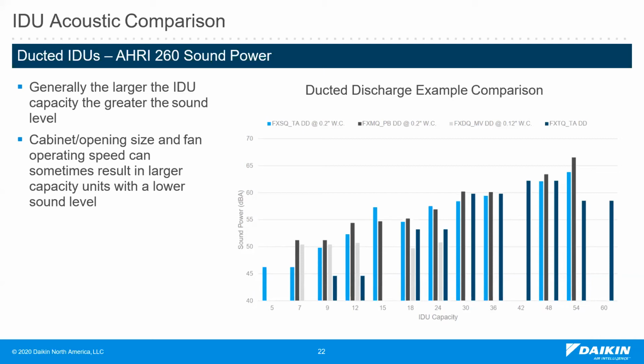Sound power levels are pretty even at 48 MBH level. And finally, the FXTQ is the quietest at 54. In general, the FXDQ low static is quieter than the same size medium and high static ducted units, with one exception at the 7 MBH level. Generally, the larger the indoor capacity, the greater the sound level. However, cabinet opening size and fan operating speed can sometimes result in larger capacity units with a lower sound level. And this is the case if you look at the 15 MBH bar charts, where we see that a medium static model FXMQ is quieter than the medium static FXSQ.